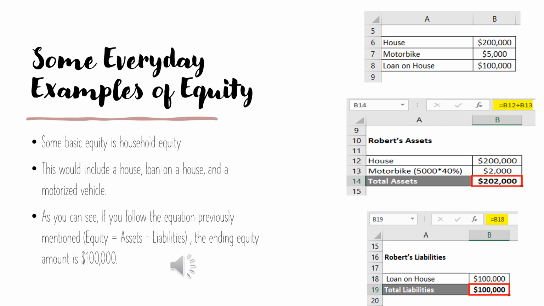Now, following the examples on the page provided, you can use the equation mentioned earlier, equity equals assets minus liabilities. The ending equity amount ends up being $100,000. Now, if you follow, the value of the house is $200,000, the motorbike is $5,000, and the loan on the house is $100,000. Now, as you continue going through the sheet, because of the values and what applies as assets, liabilities, and equity, the total liabilities end up being $100,000.